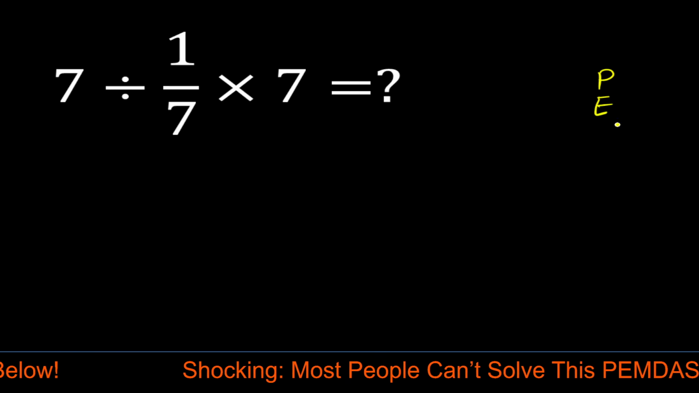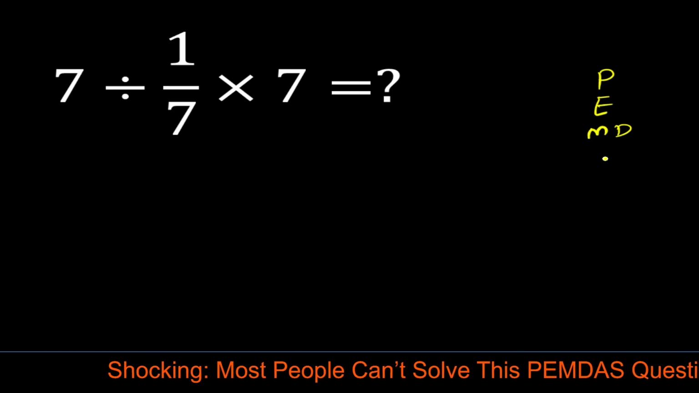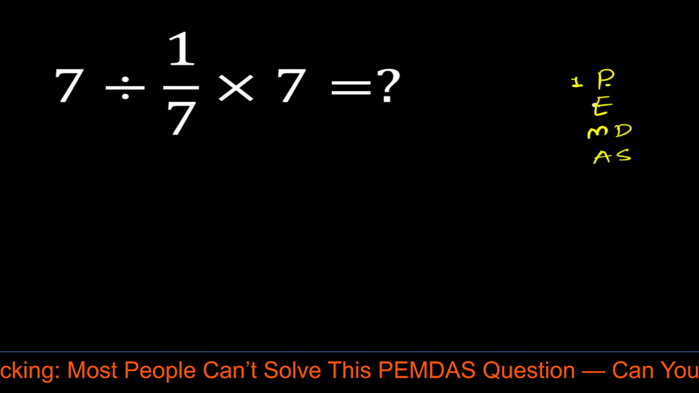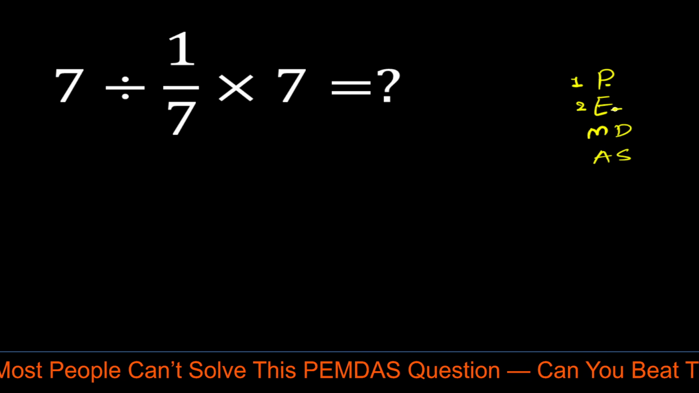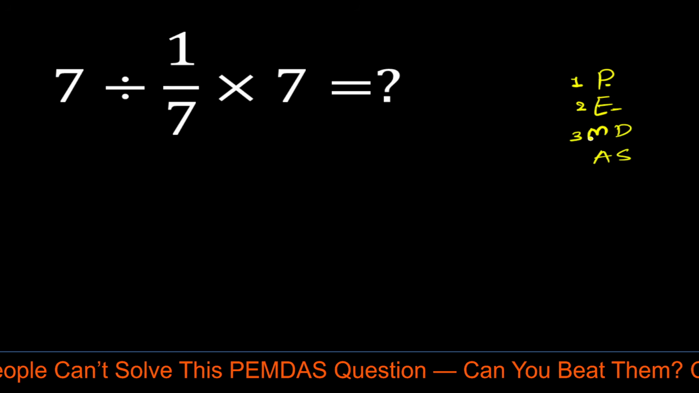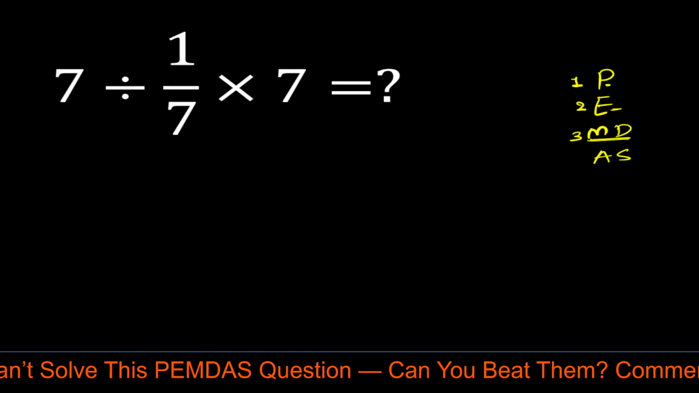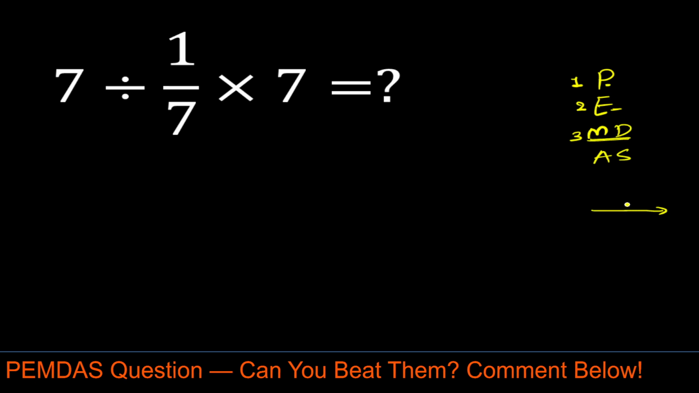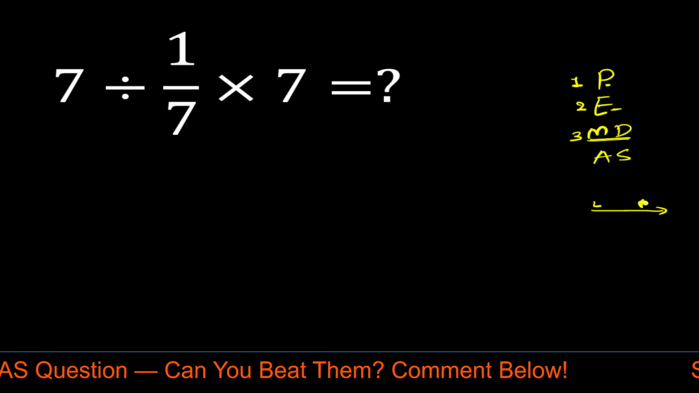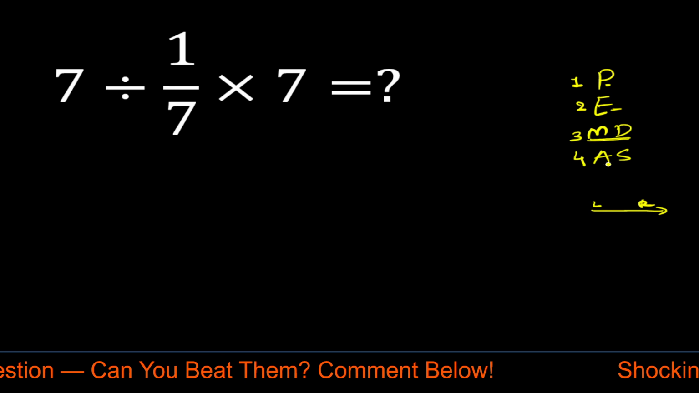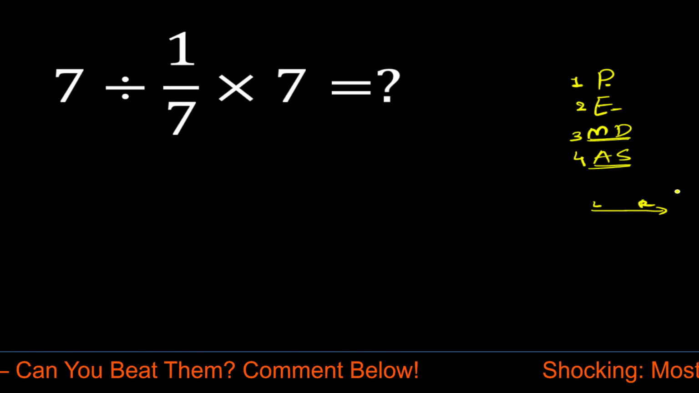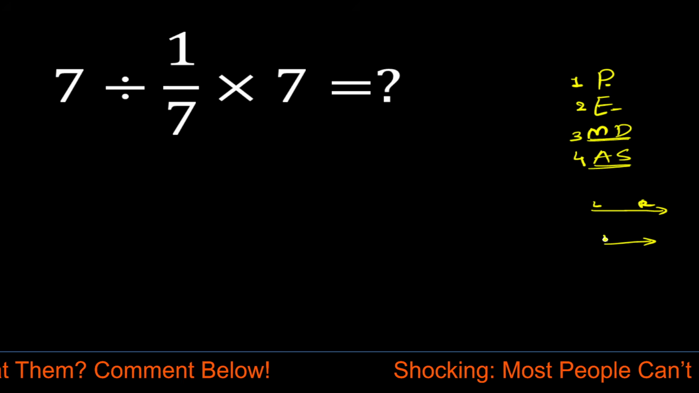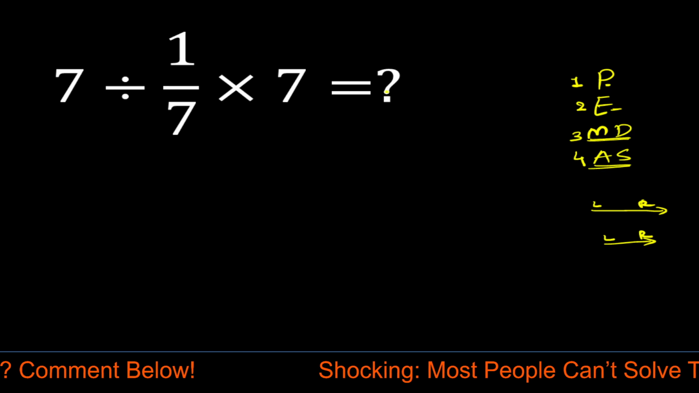PEMDAS. According to PEMDAS, the first priority is parentheses, then the second priority is exponents, then the third priority is multiplication and division. Here multiplication and division both have equal priority, so we have to solve from left to right. Then the fourth and last priority is addition and subtraction. Also addition and subtraction both have equal priority, so we have to solve from left to right.